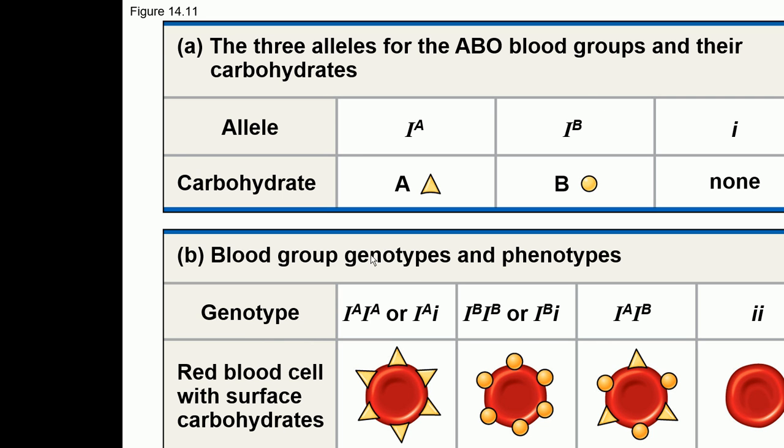Now, if both the alleles are capital B, the blood type is going to be B, and these are the B antigens on the surface of the red blood cells. If one allele is capital B and the other is small i, again the blood type is going to be B. If one is A and one is B, the blood type is going to be AB. And if both the alleles are small i's, it means no expression of any antigen. This blood type is going to be O.